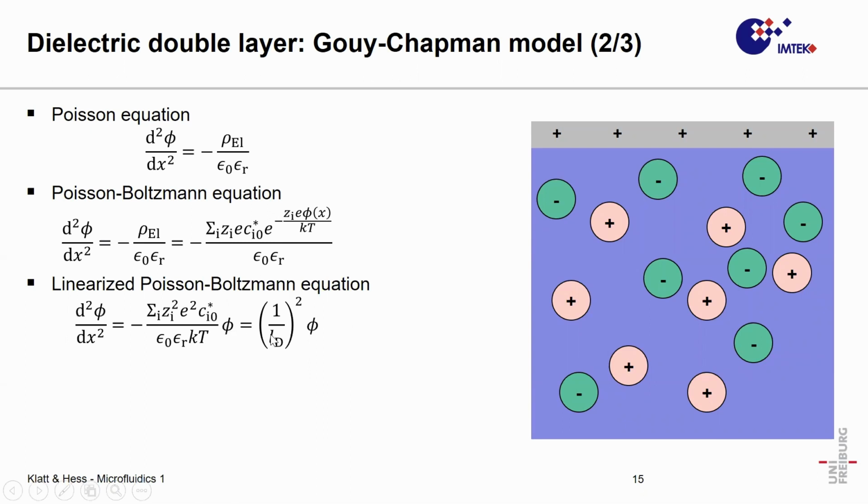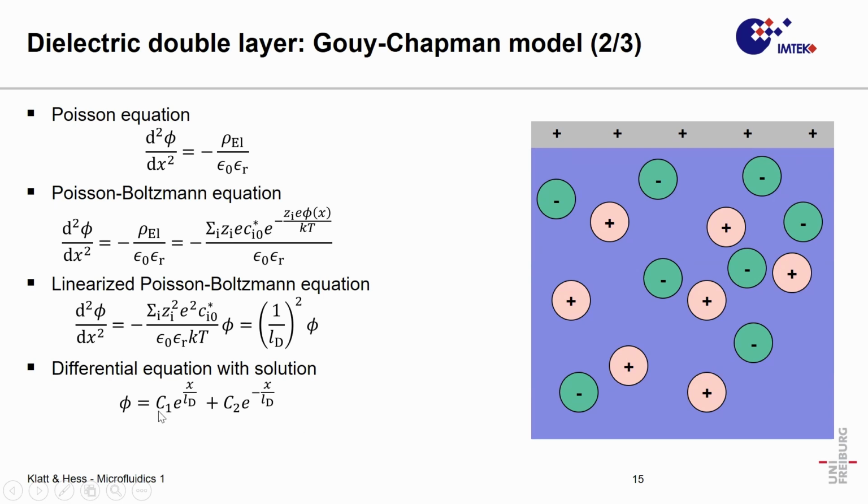So we introduce a parameter to describe this part of the middle term, which we call the Debye length. This term is equal to 1 divided by the Debye length to the power of 2. Now the differential equation looks quite simple. You only have the second derivative of the electric potential, which equals 1 divided by the Debye length to the power 2 times the electric potential. And there is a very simple solution, which is written here.